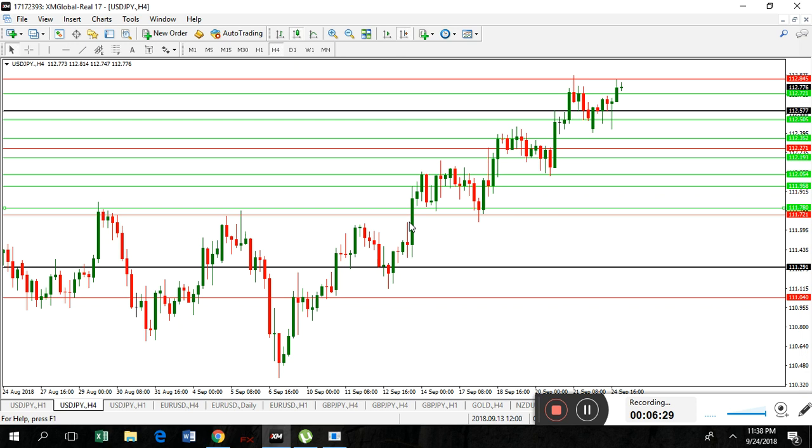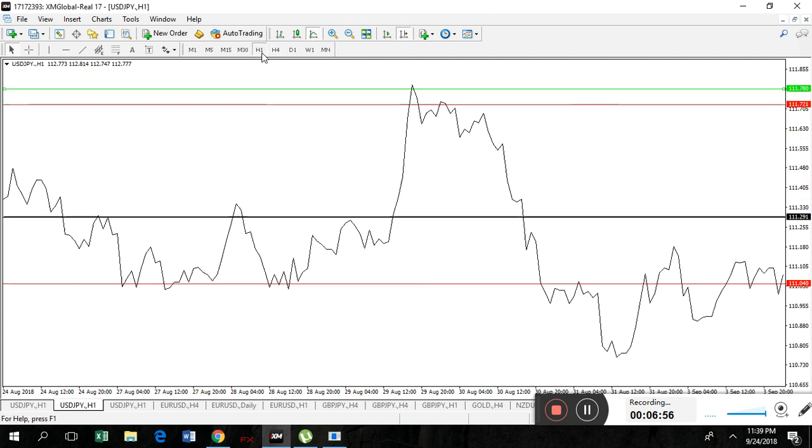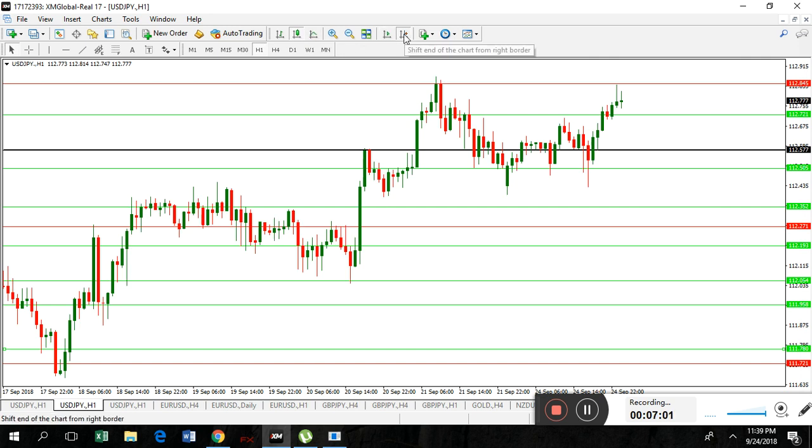You can see the touches here. You see that mostly it's hitting the wicks, so it's very marginal. It's very marginal. So now that we've plotted our support and resistance on the weekly, on the daily, and the 4-hour, now what we do is we go to the 1-hour. That's where we are looking for entries at most times.